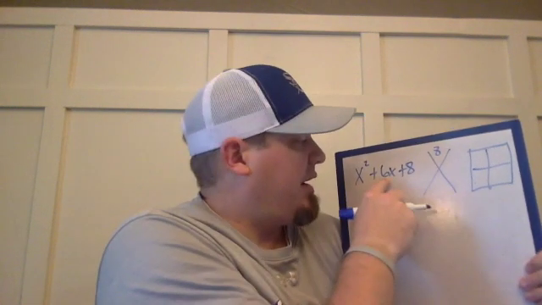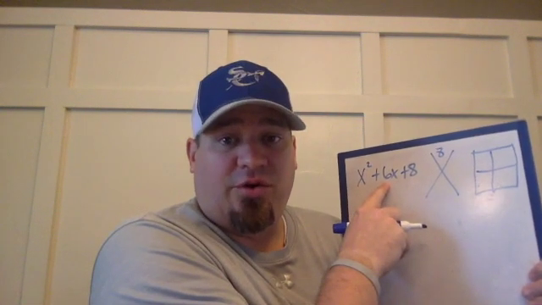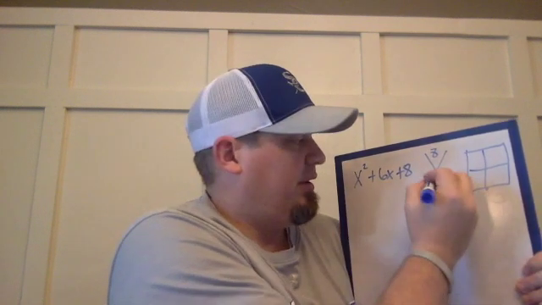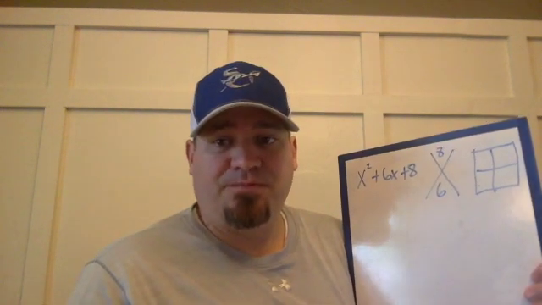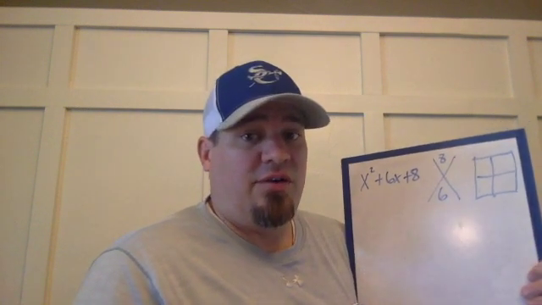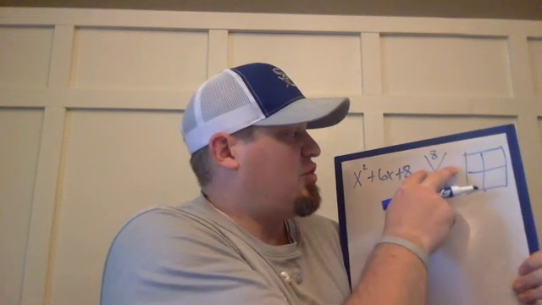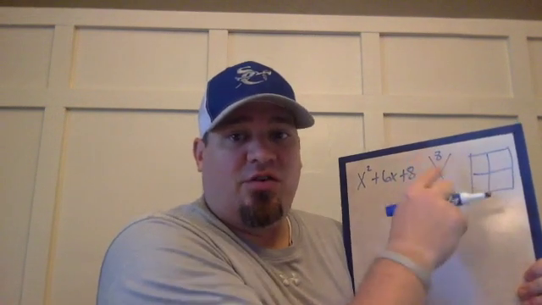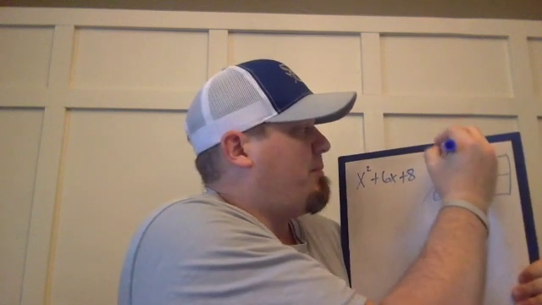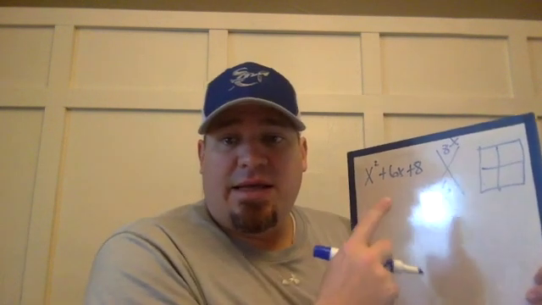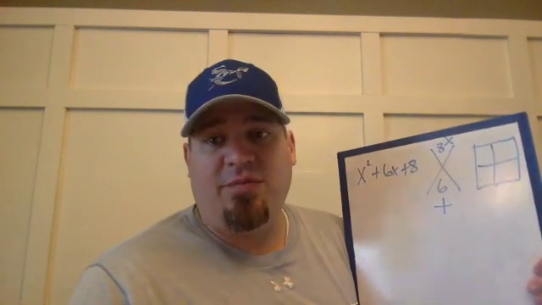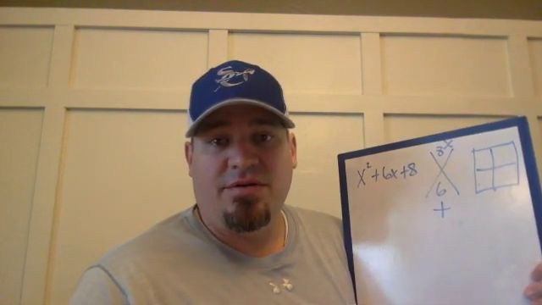And then I write the coefficient of the middle term. So whatever number is in front of my x, or my middle term, goes in the bottom of my X. Okay, now what we're doing in this X is we're trying to figure out two numbers that have these two relationships. The two relationships are: what two numbers multiply to give me 8 and add together to give me 6? So think about it.